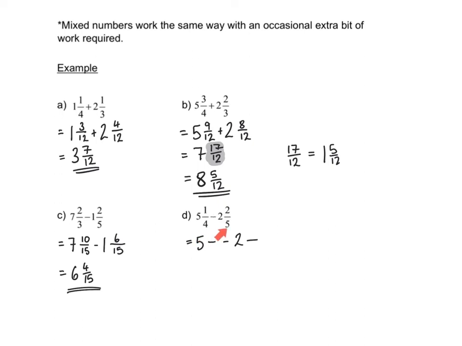4 and 5, we need a common denominator. So lowest common multiple of 4 and 5 is 20. It's the first number which appears in the 4 and the 5 times tables. And then we're just going to follow the same process again.